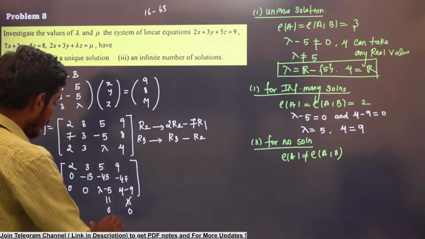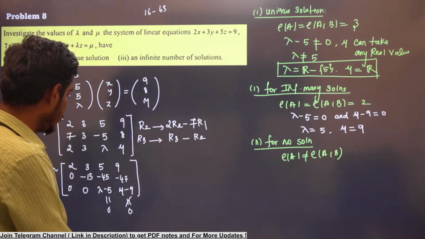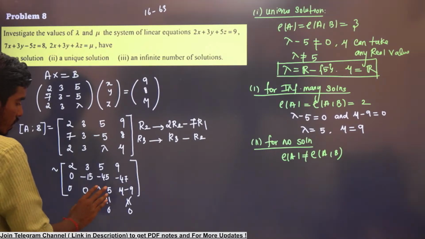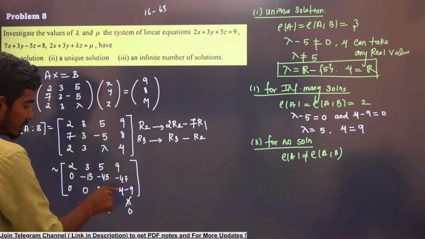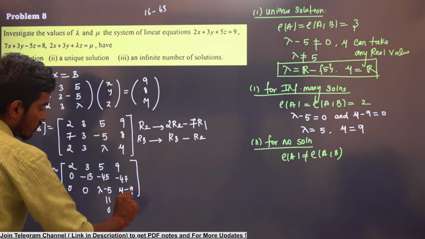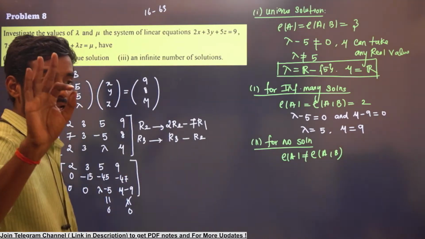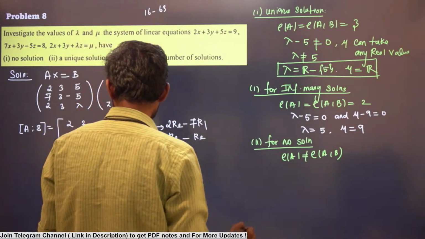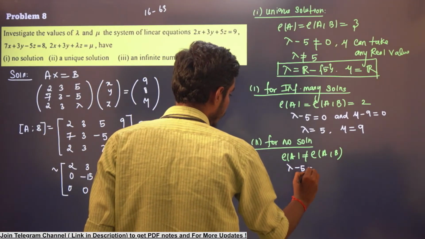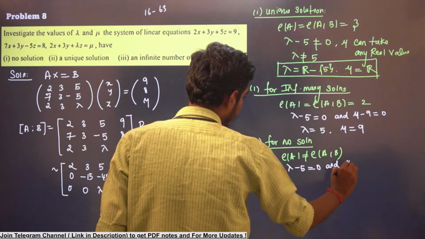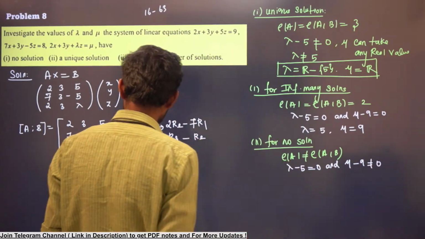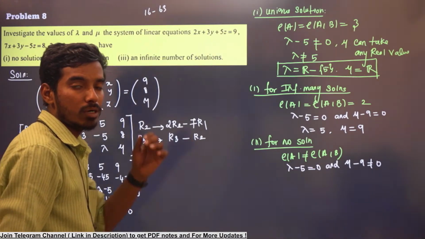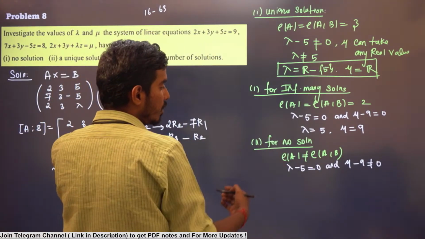If this happens, then rank of A will be 2 because this element is 0. So this will be a 0 row, and you have only 2 non-zero rows. And when you look at overall, if this number is non-zero, then this is a non-zero row. In that case, rank of A comma B will be 3 and rank of A will be 2. When is that? Lambda minus 5 should be equal to 0 and mu minus 9 should not be equal to 0. If this is 0, rank of A will be 2. If this is non-zero, rank of A comma B will be 3. In that case, it will be no solution.